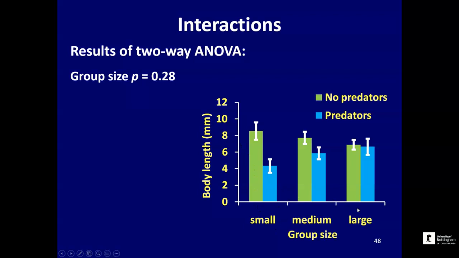This is the main effect of group size. So forget the colours of the bars, just ask yourself, overall, did the caterpillars grow more in the small groups, the medium groups, or the large groups? And the answer is, it's about the same, really. If you look at the midpoint of each of these pairs, they're all pretty similar. So overall, no significant effect of group size.